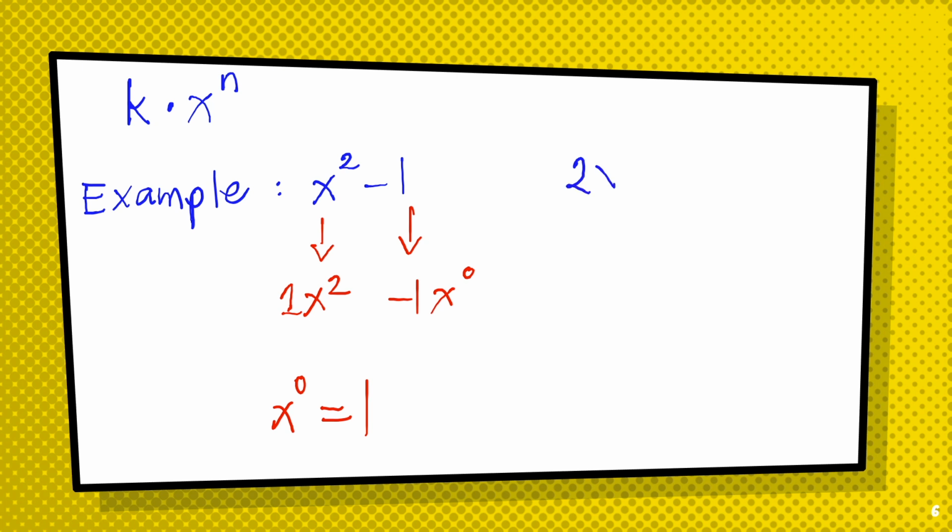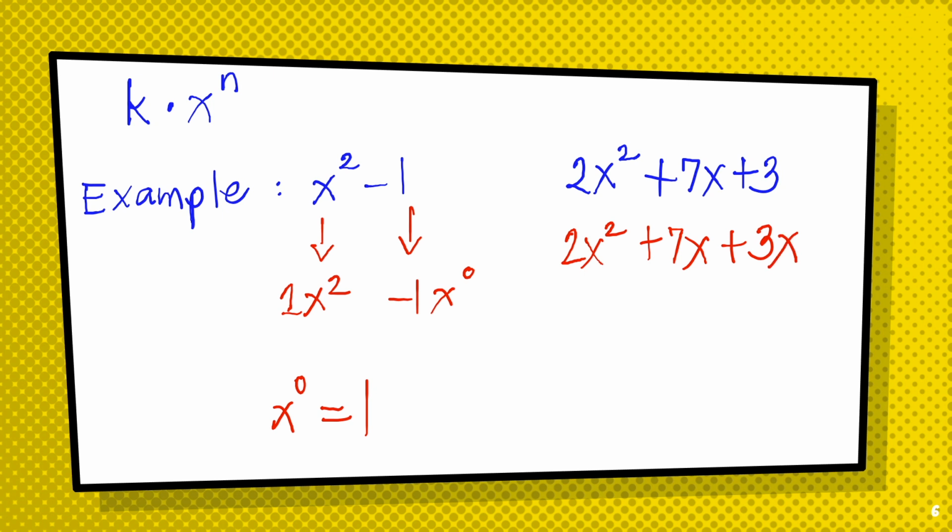Let's have our next example. 2x squared plus 7x plus 3. The first term, 2x squared, has a variable of x and an exponent of 2, which is a whole number. The second term, 7x, has a variable of x and an exponent of 1, while the last term, 3, can be written as 3x raised to 0, wherein the exponent of x is a whole number. Therefore, 2x squared plus 7x plus 3 is a polynomial.